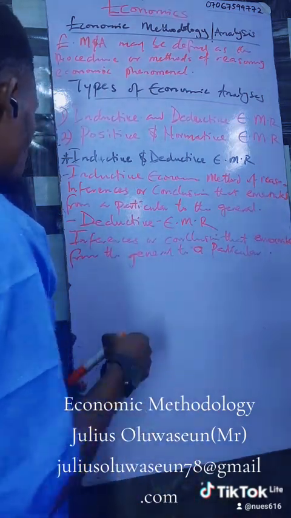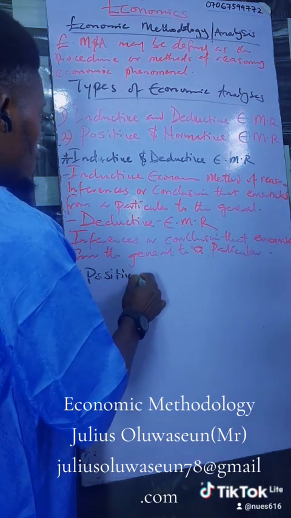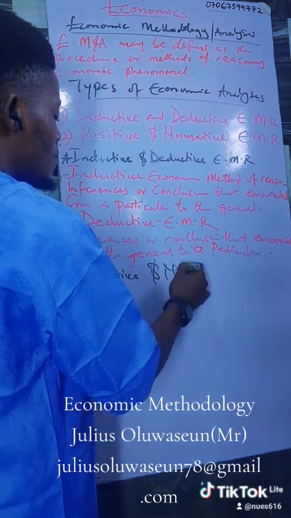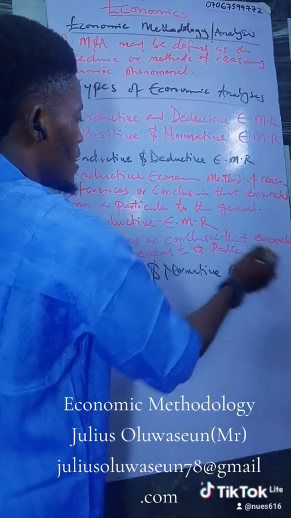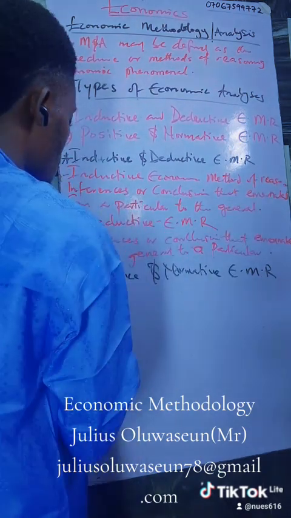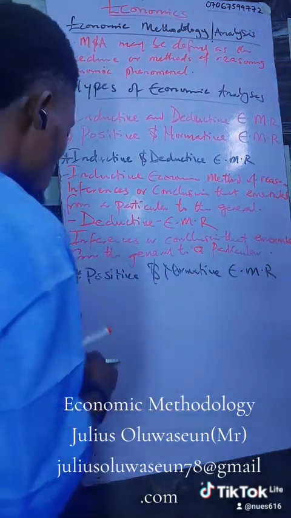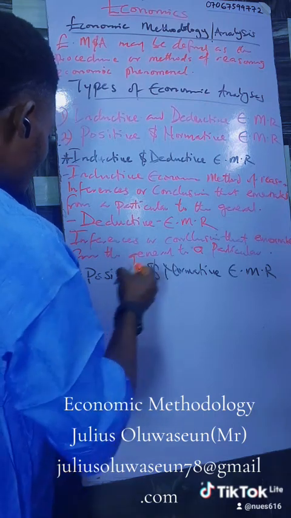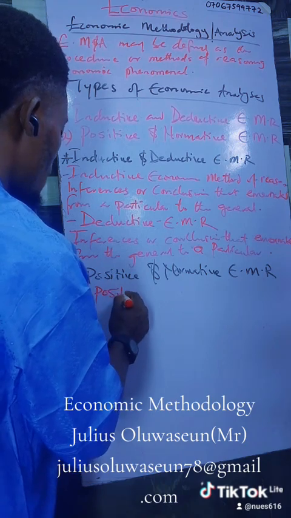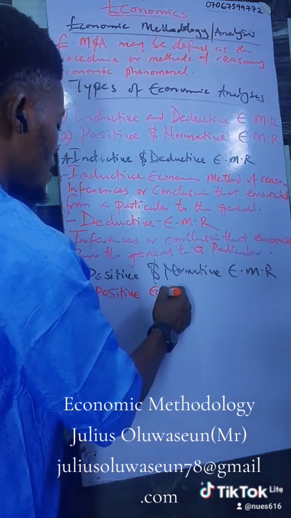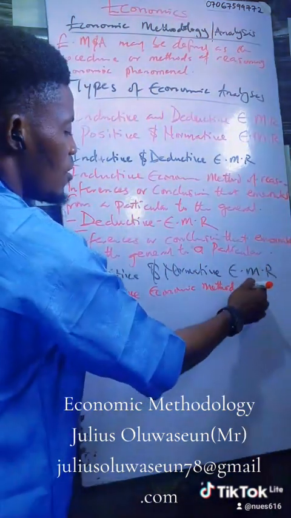So we now proceed to aspect number 2, which is the positive and normative economic method of reasoning. Am I communicating? Now we have the positive aspect, which is the first one. We have the positive economic method of reasoning.